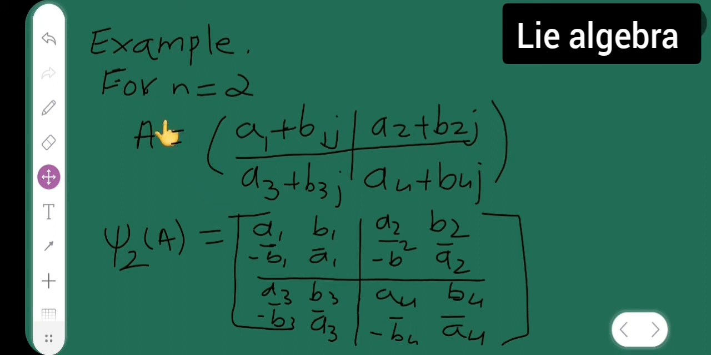Next, you all try to solve. I have given you all for n equal to 2, I have given A, and this solution also I have given to you all. This is my psi 2 of A. So I am done with my lecture 9, and soon I will be uploading lecture 10.